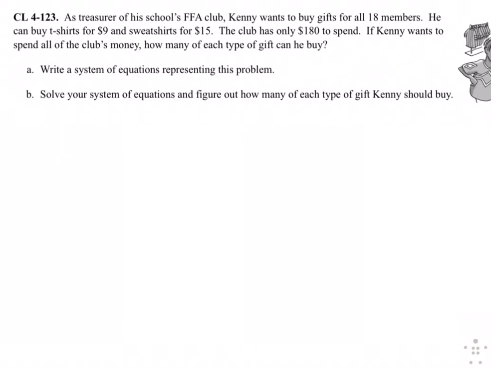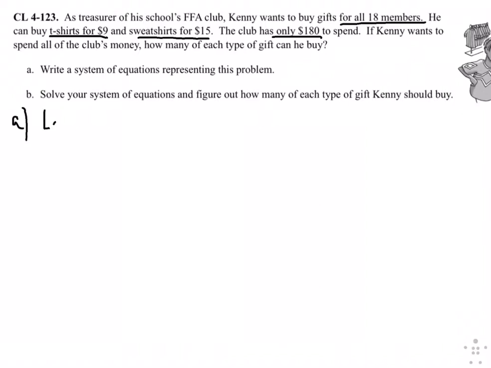Okay, for 123, they want to buy t-shirts and sweatshirts for 18 members, right? So for 18 members. And then t-shirts are $9 and sweatshirts are $15, and they want to spend all of the $180. So A says write a system of equations.